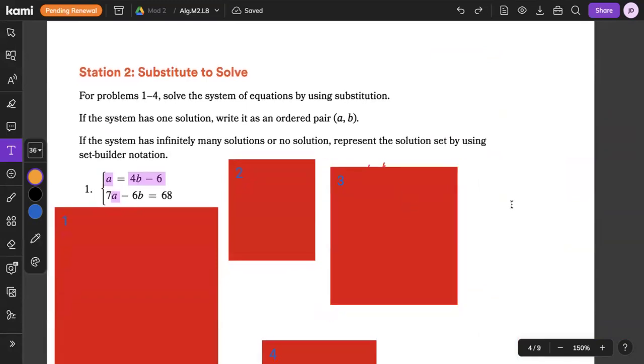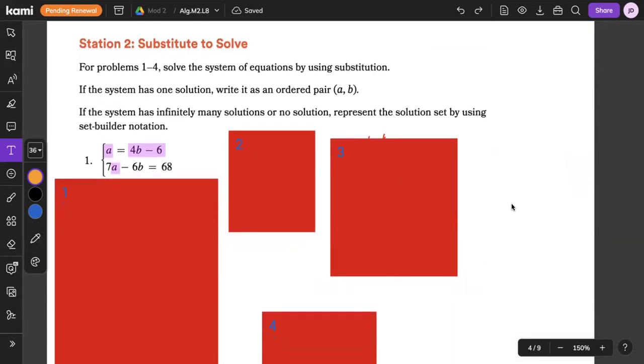All right, welcome to station two. This is substitute to solve. So this is when we don't have a graph and instead we use what we know about equations and equation sense to create a solution.